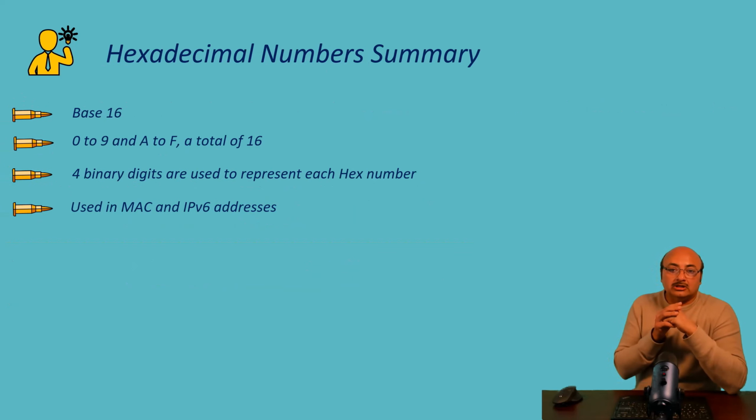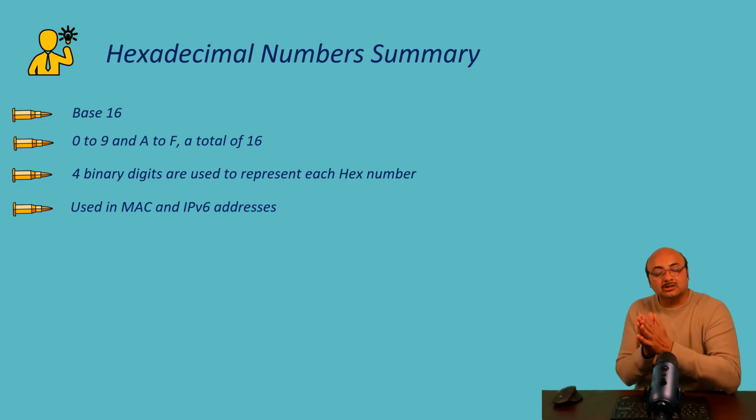Finally, on the summary of hexadecimal numbers, they are base 16 represented by 0 to 9 and A to F, and 4 binary digits are used for representing each hexadecimal value, and the use cases for them are MAC addresses and IPv6 addresses.